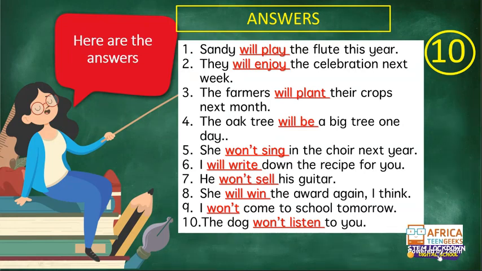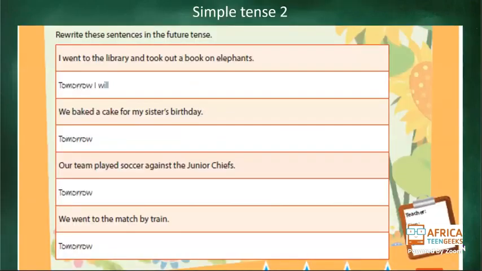Now we've got another simple future tense activity for you. 4 more. So rewrite these sentences in the future tense. I went to the library and took a book out on elephants. How will you say that starting with tomorrow I will? We baked a cake for my sister's birthday. How will you say that starting with tomorrow? Our team played soccer against the Junior Chiefs. How will you say that starting with tomorrow? We went to the match by train. How will you say that starting with tomorrow? Who'd like to have a go?